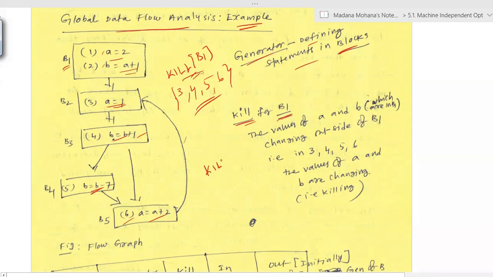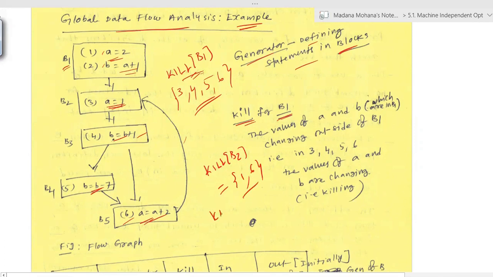Similarly, KILL of B2. In B2, whatever definition is used outside, that is defined with a different computation. Now you can see here A equal to 1. Now in B1 also, the first statement A equal to 2, so that is killed, the same definition is not used. Then A is defined again in the sixth statement, B5, so here A equal to A plus 2 is killed. Why? Because A equal to 1 is the original, but here A equal to A plus 2. So 6. So KILL of B2 equals 1, 6.